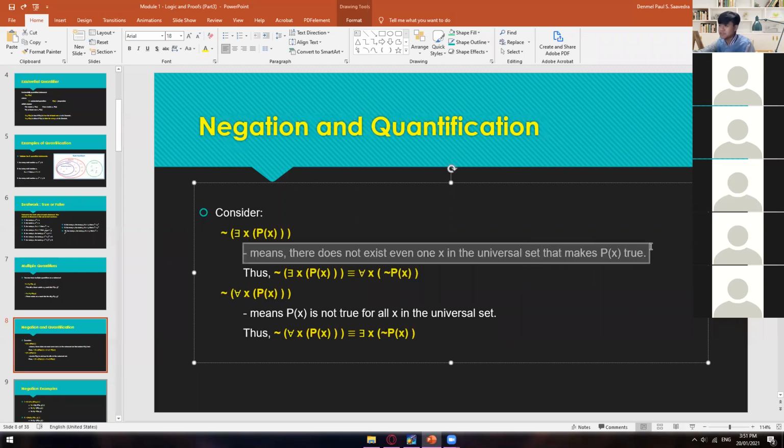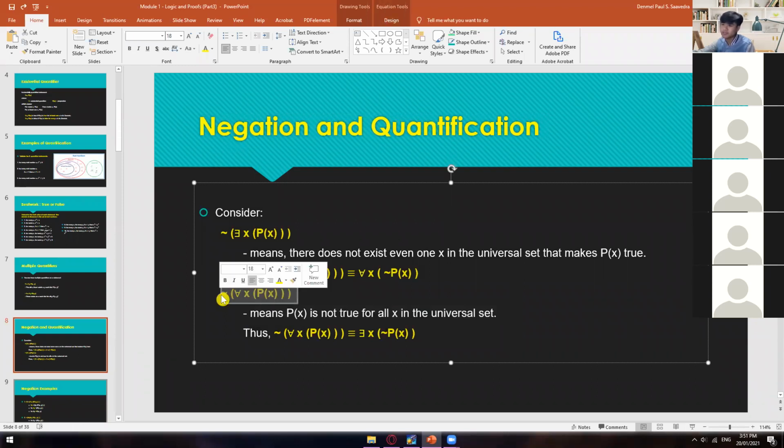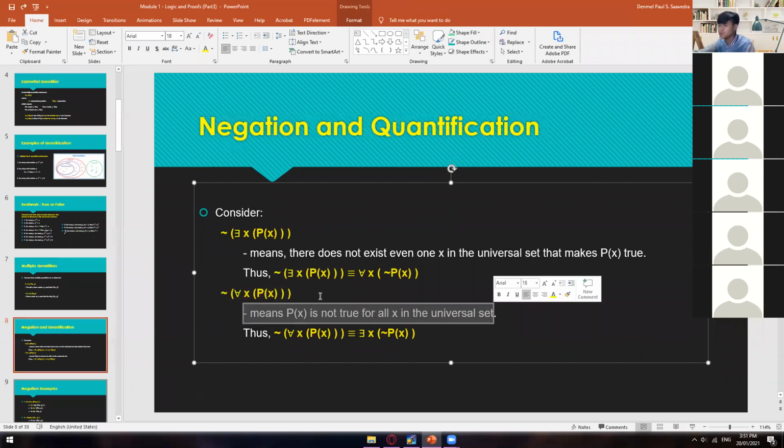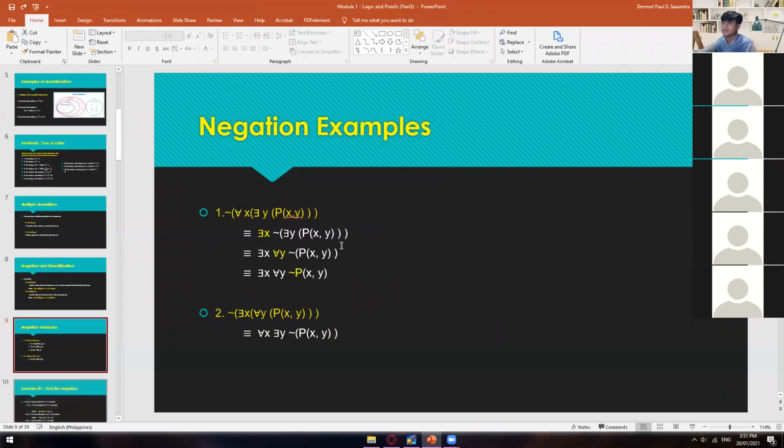So again, you can disregard this one, okay, because those are just ways on how to read such expressions. It will just make you confused if you're going to analyze this one. So just focus on this one. If you negate existential, it will become universal. If you negate universal, it will become existential. Right, so let's have examples.